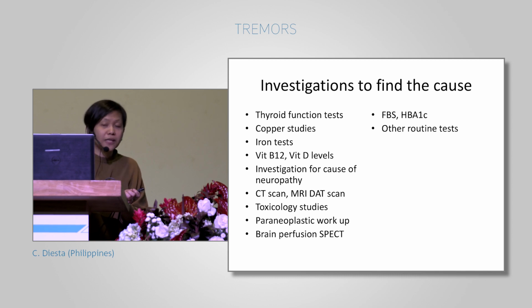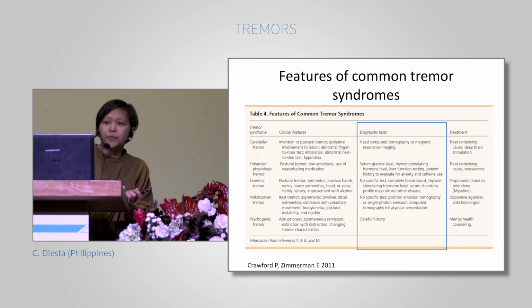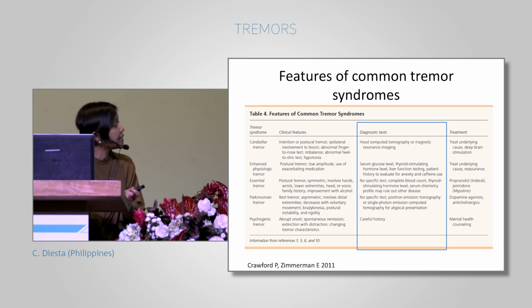Investigation for the cause of possible neuropathy. Imaging studies, such as a CT scan or an MRI or a DAT scan. Toxicology studies. Paraneoplastic workup, of course. Brain perfusion SPECT, which can give us an idea as to the difference between a tremor that is from Parkinson's disease or the tremor that is from essential tremor. So these are the common features of the tremor syndromes with the diagnostic tests outlined here.